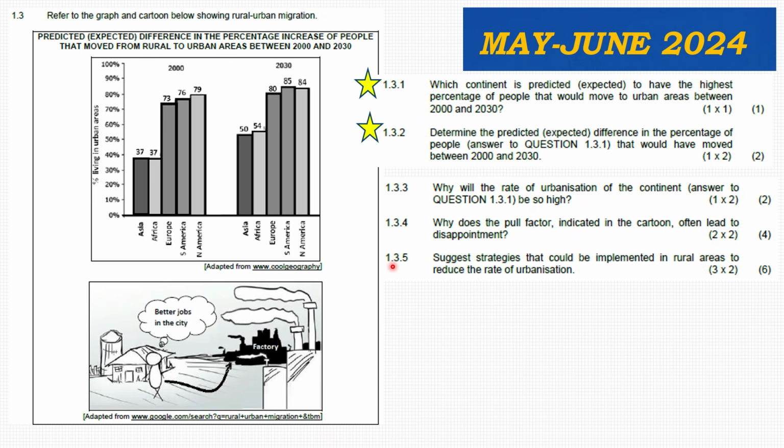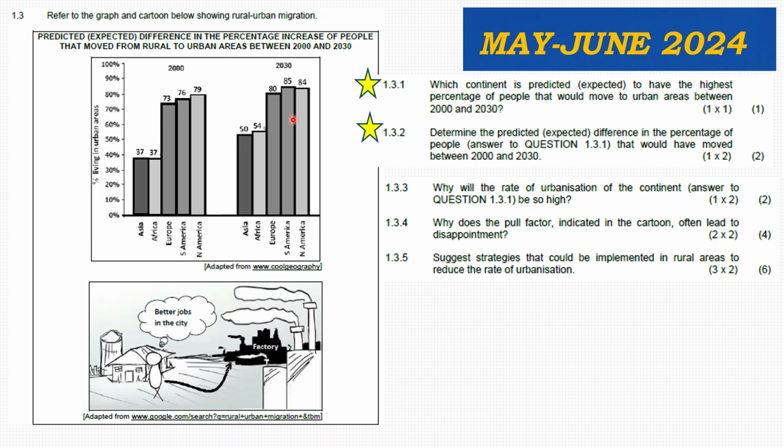1.3.1 says, which continent is predicted or expected to have the highest percentage of people that will move to urban areas? We have analyzed, we can see that Africa is the one which has the highest percentage of people that will move to urban areas. I know that most people are going to choose this one, 85%. That's the common mistake you're going to make.